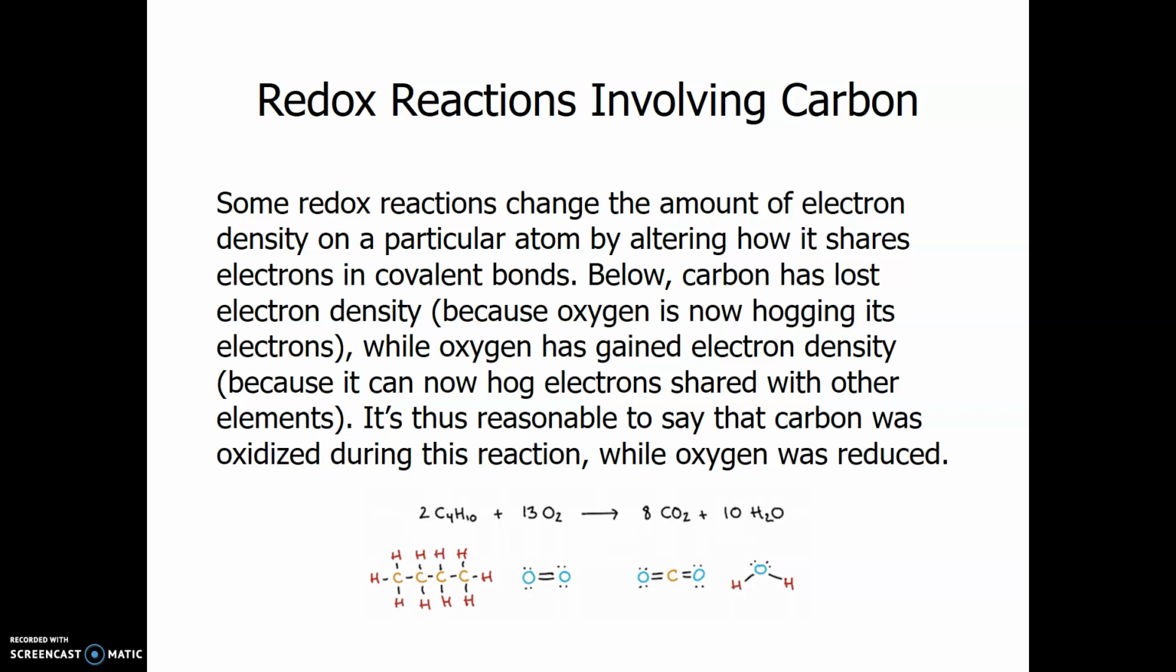This page says some redox reactions change the amount of electron density in a particular atom by altering how it shares electrons in covalent bonds. Below, carbon has lost electron density because oxygen is now hogging its electrons, while oxygen has gained electron density because it can now hog electrons shared with other elements.